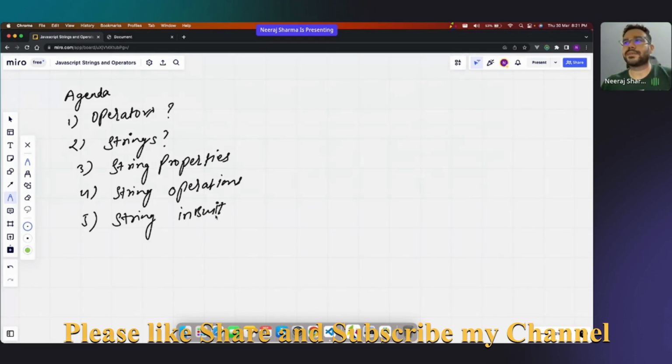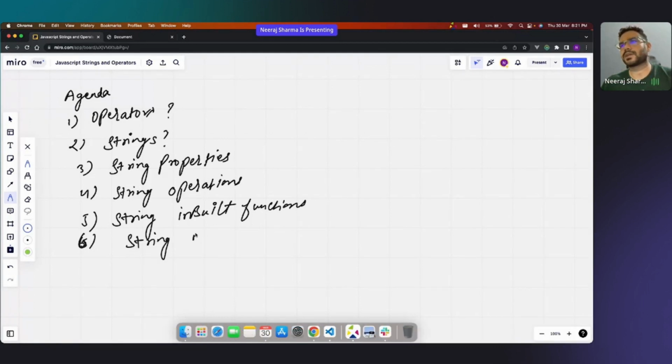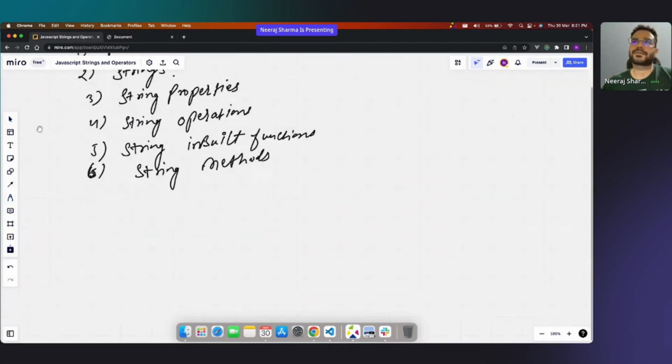inbuilt functions. When we say inbuilt, it means what JavaScript itself has given to you. We'll talk about some of the inbuilt functions that already exist. And then we'll be talking about your string methods, which is more or less the same thing. That is all we are planning to cover today.